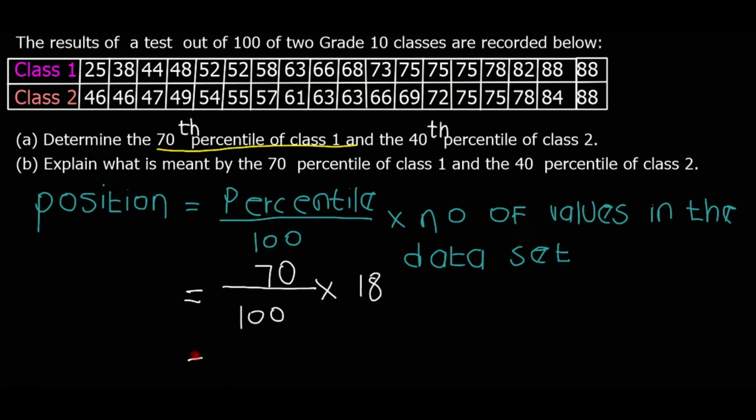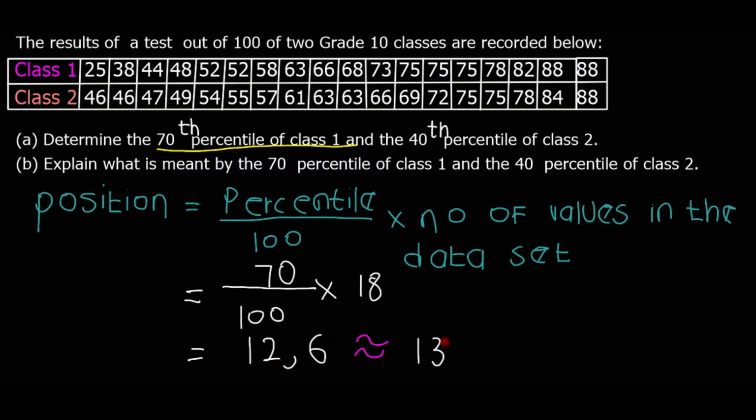Now let's press the calculator: 70 divided by 100 and then times 18. It gives 12.6. Always calculate the position. The position cannot be a decimal; it must be an integer. So we round off 12.6 to the nearest integer, which is 13. After a decimal, if the number is 5 or more we add 1, but if it is less than 5 we keep the number the way it is.